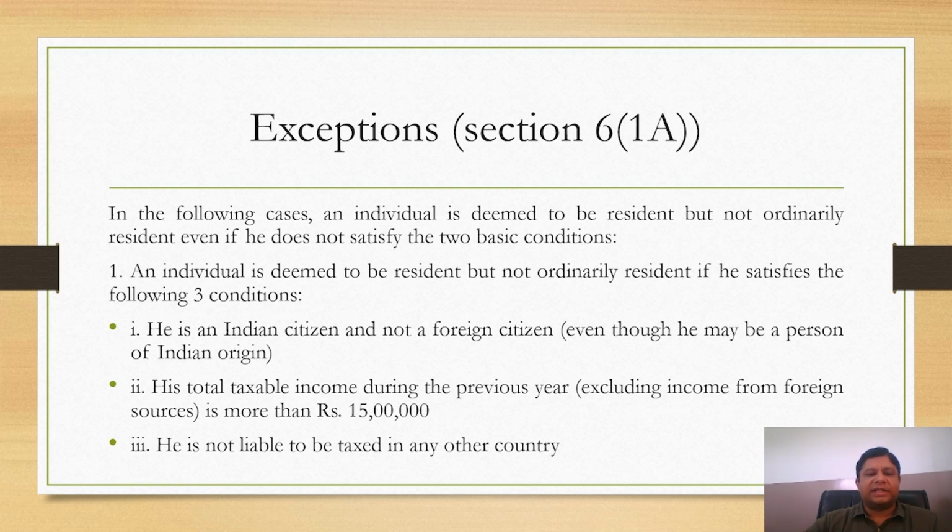First, an individual is deemed to be resident but not ordinarily resident if he satisfies the following three conditions. So, if the conditions mentioned here are satisfied, then the individual is deemed to be resident but not ordinarily resident. First condition, he is an Indian citizen and not a foreign citizen even though he may be a person of Indian origin. Second, his total income during the previous year excluding income from foreign sources is more than 15 lakh. Third, he is not liable to be taxed in any other country.